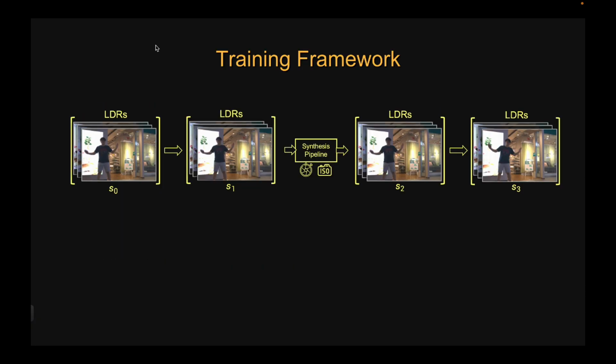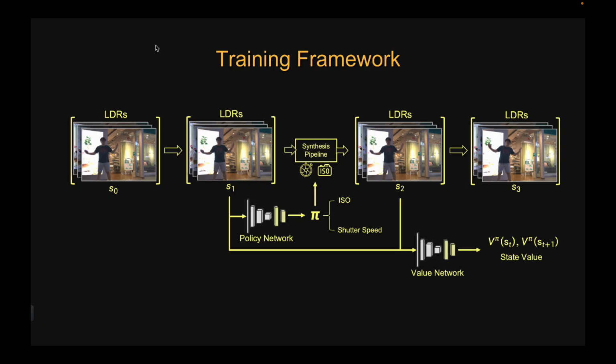The sequential selection of capturing parameters during auto-exposure is modeled as a Markov decision process, where a CNN-based policy network predicts the ISO and shutter speed. Concurrently, a CNN-based value network predicts state value. Deep HDR is used to calculate the reward for the current policy, and the reference frame for exposure fusion is always the mid-exposed frame. The LDRs are synthesized using our image synthesis pipeline according to the predicted parameters. The entire system is optimized using the asynchronous advantage actor-critic algorithm.